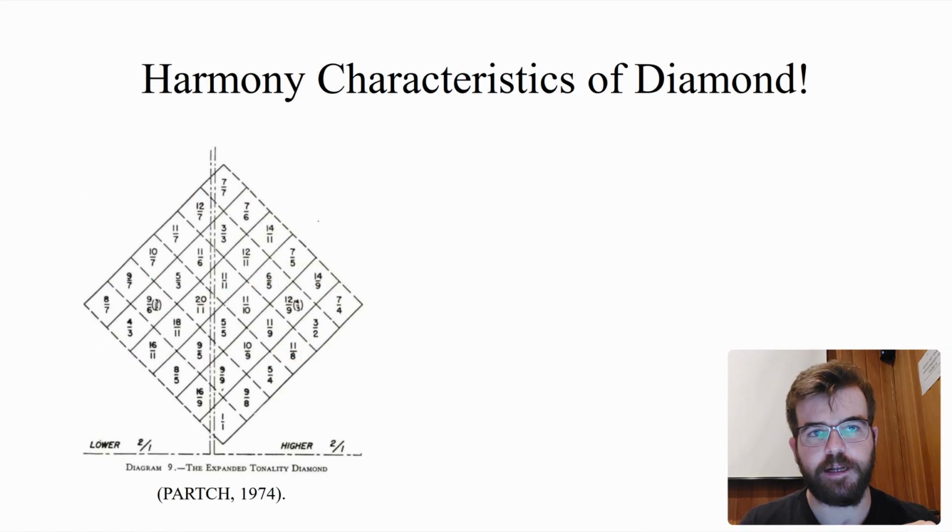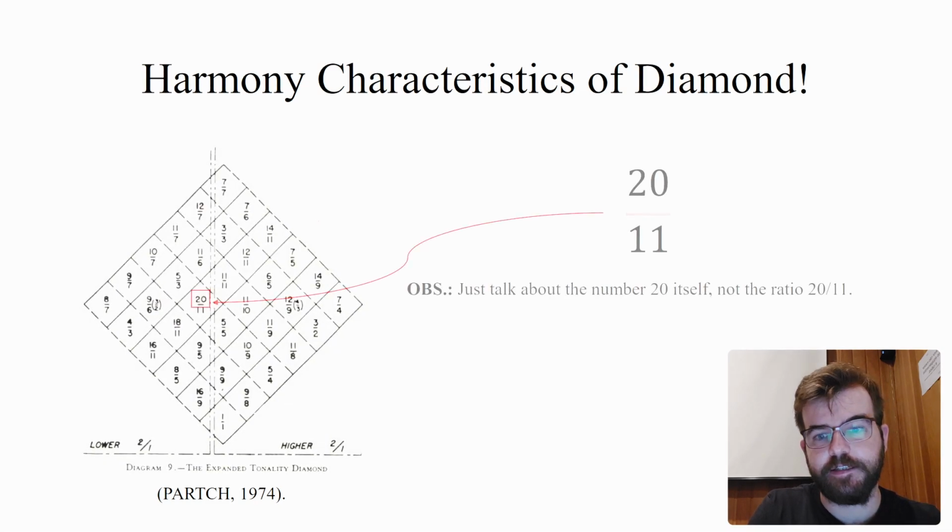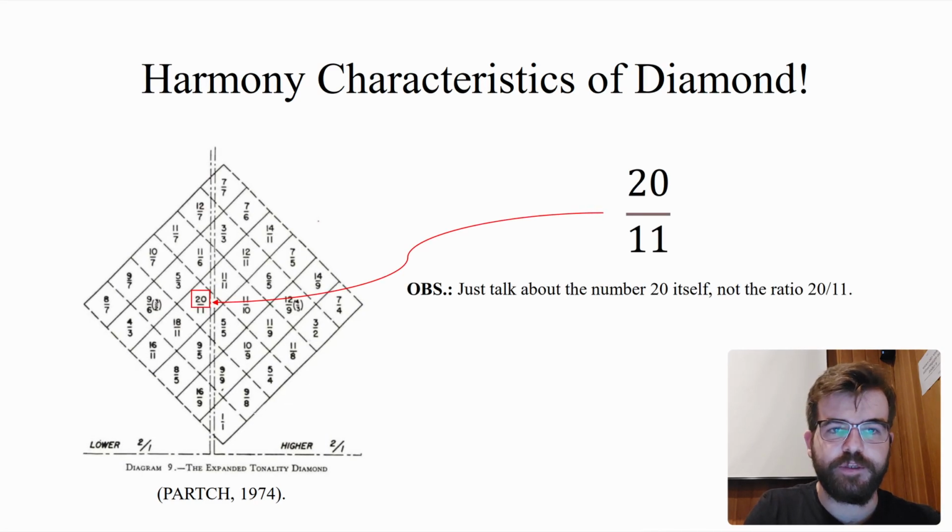So in short, the tonality diamond limit 11 of Partch. Limit 11 means that it has no numbers, from the partial harmonic identity perspective, larger than 11. For example, the number 20 here will be just 2 octaves higher, or one major third less 14 cents.